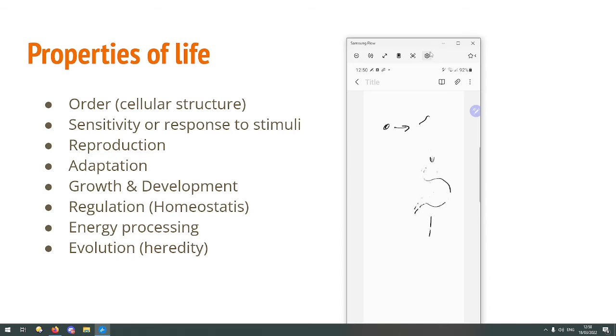And organs come together to form a system. This is the digestive system. And systems come together to form an organism.